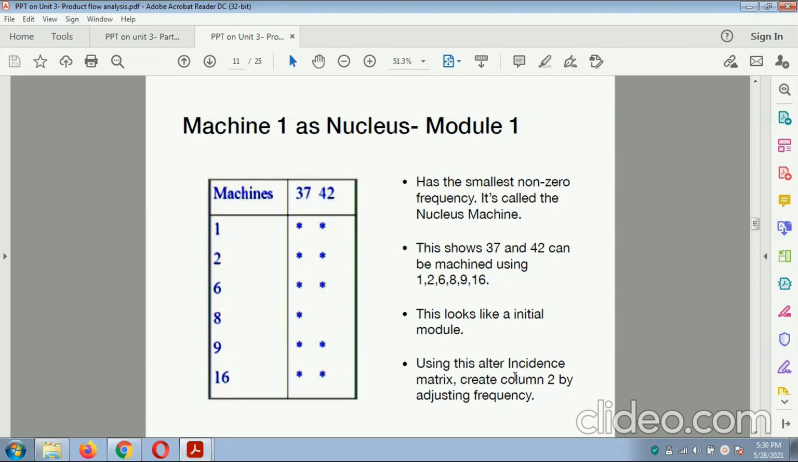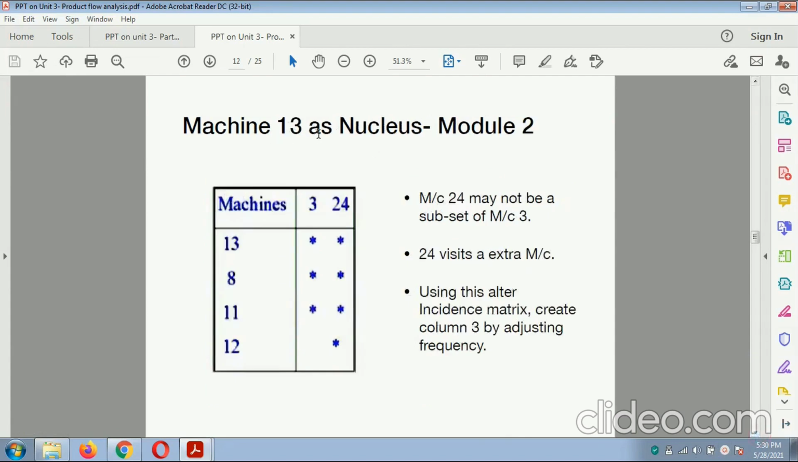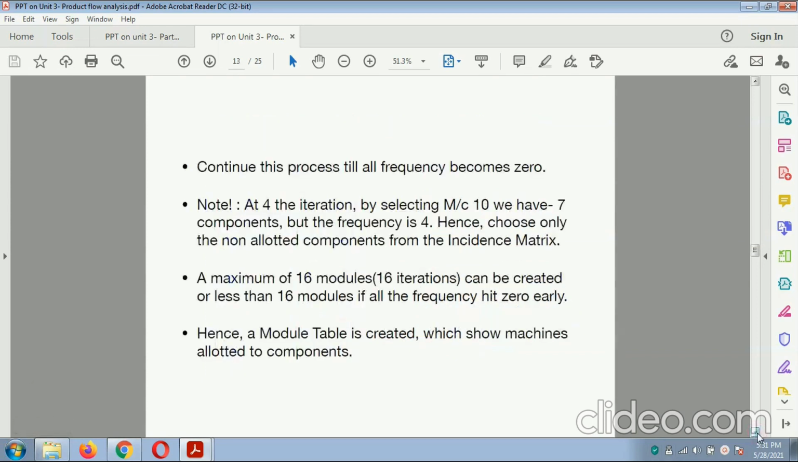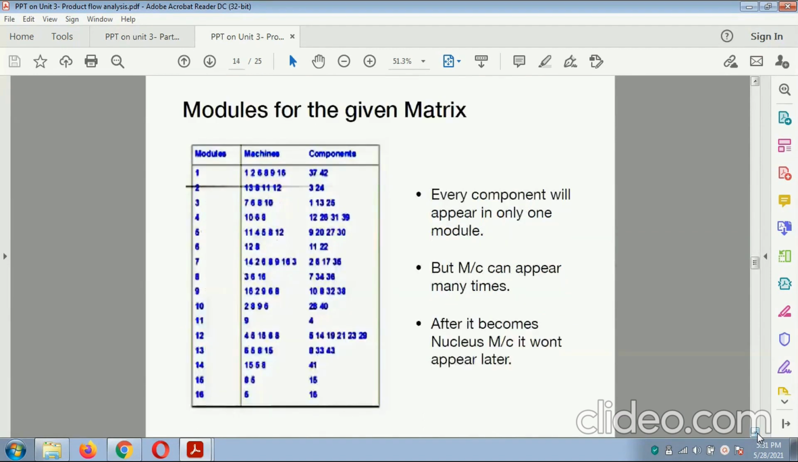Using an alternate incidence matrix, column 2 is created by adjusting the frequency. Module 13 has a nucleus. For module 2, machine 24 may not be used for the set of machine 3, so 24 is visited as an extra machine. Using the altered incidence matrix, an adjusted frequency is created. Continue this process till the frequency becomes 0. At this iteration, for the selected machine 10 we have 7 components but the frequency is 4. In this way the matrix is calculated.